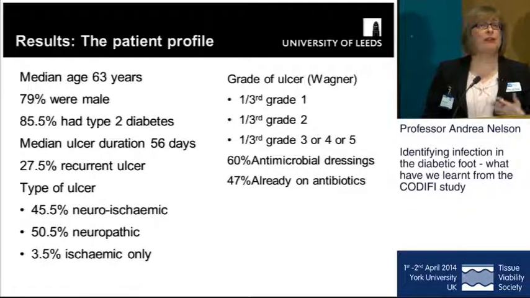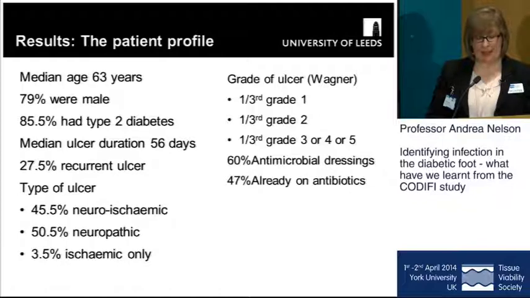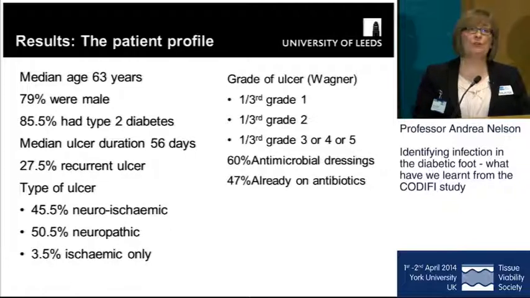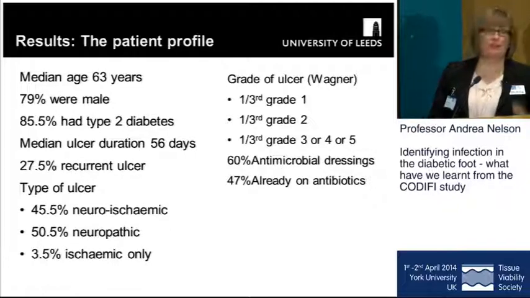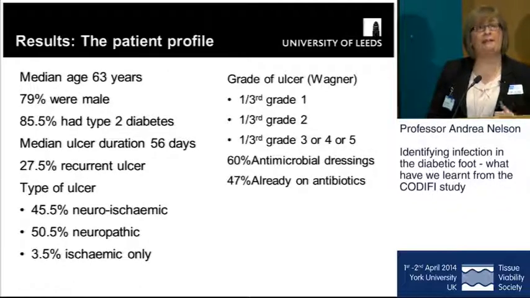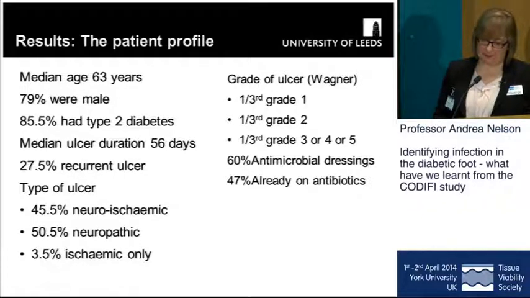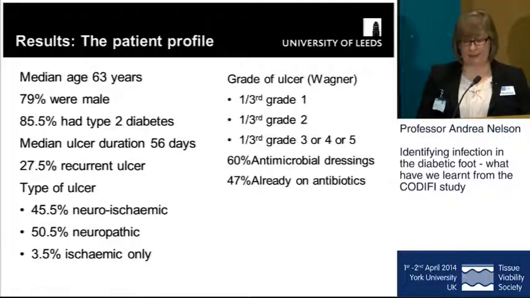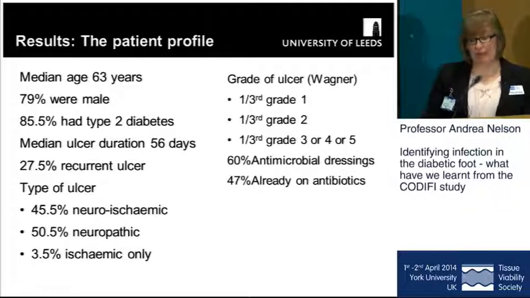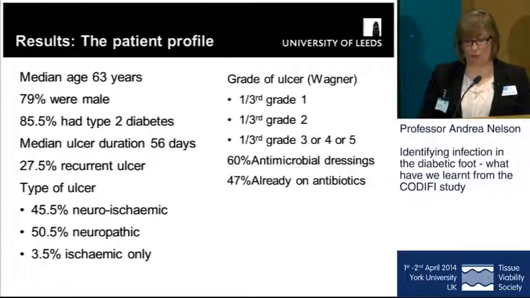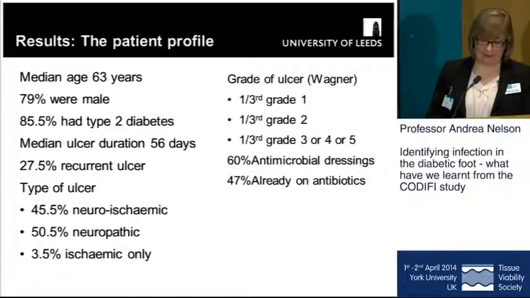50% of the patients had an ulcer that was defined as neuropathic, and almost 50% had an ulcer which was clinically described as being neuroischemic, both neurological and ischemic aspects. A third of them were described as having grade 1 Wagner scale tissue damage, a third grade 2, and the other third deeper diabetic foot ulcer. And you will note that a significant proportion of the patients already had antibiotics on board or had antimicrobial dressings.